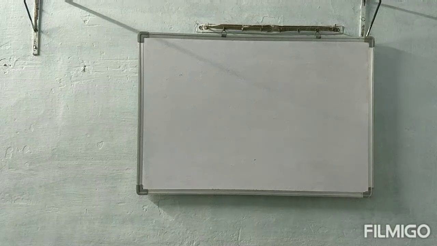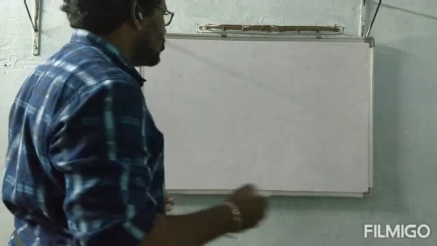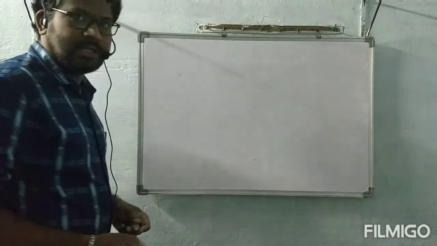Good morning, ma. In the previous class, we have seen tetrahedral complex and square planar complex examples. I will just revise the two examples. After that, we will continue with magnetic properties once again.